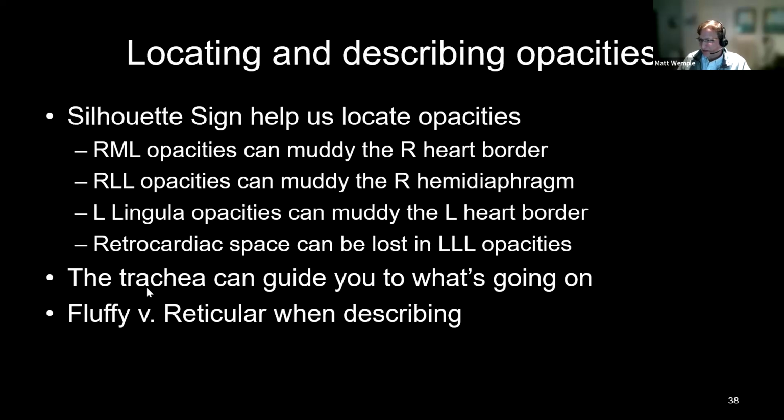Okay, so just to summarize locating and describing opacities. The silhouette sign helps us locate opacities. A right middle lobe opacity can muddy that right heart border. The right lower lobe will muddy the right hemidiaphragm. The left lingula can muddy the left heart border. And then the retrocardiac space can be lost in left lower lobe opacities. The trachea can guide you to what's going on, whether it goes in one direction or the other, and then use fluffy versus reticular when describing opacities, along with more general terms like bilateral, unilateral, focal, diffuse, etc.